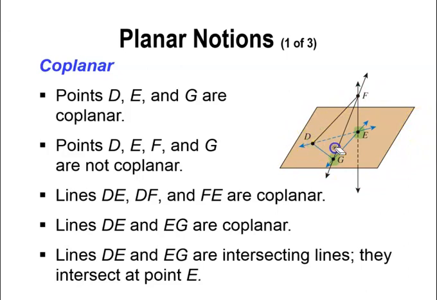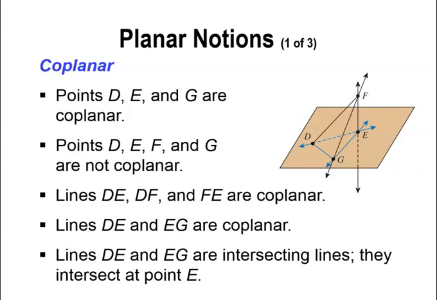Now let me erase. Next, points D, E, F, and G are not coplanar. So we have D, E, and G, they were coplanar, but look, F is not contained on that piece of paper. It's out in space. So F makes that not coplanar. D, E, and G were fine, but not F. F is not coplanar with D, E, and G. Okay, next statement. Lines DE, DF, and FE are coplanar.